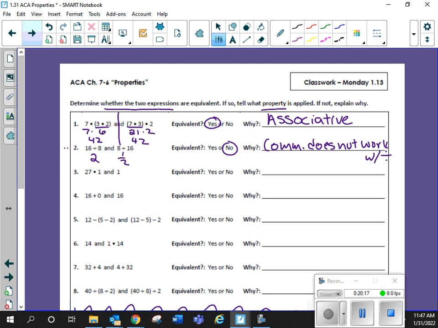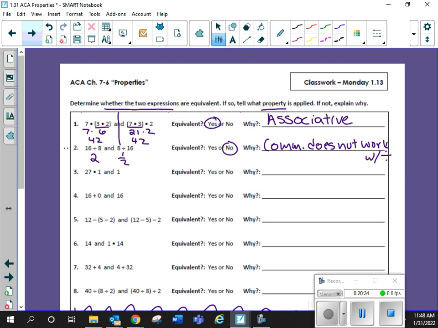Do y'all understand what you're doing for the rest of the page? You're saying, is it equivalent or not? If you were listening, you would know. If you were having side conversations, you would not. You're seeing if it's equivalent or not, and then which property they are using, or which one they're trying to use.